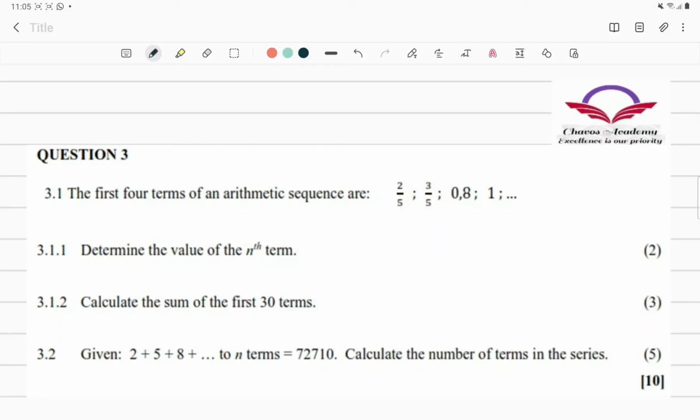Guys, I want us to go and look at this challenge. It's a pattern. Here we're going to deal with sequence and series. So let's get on to it.